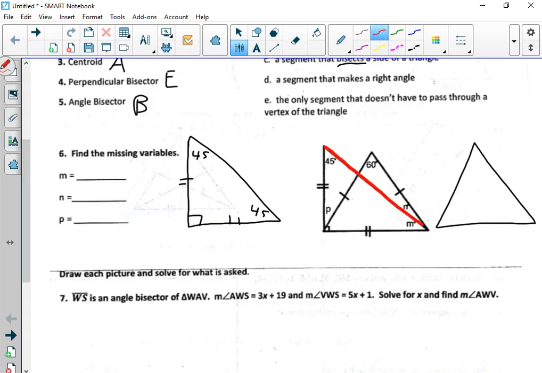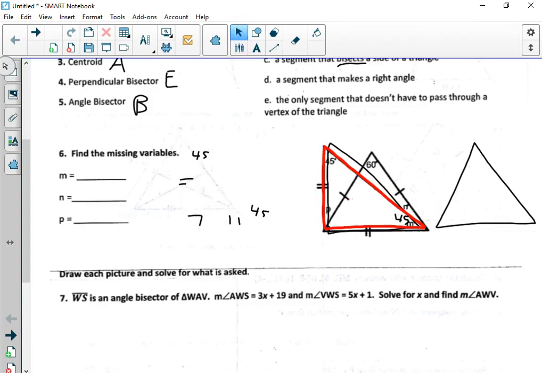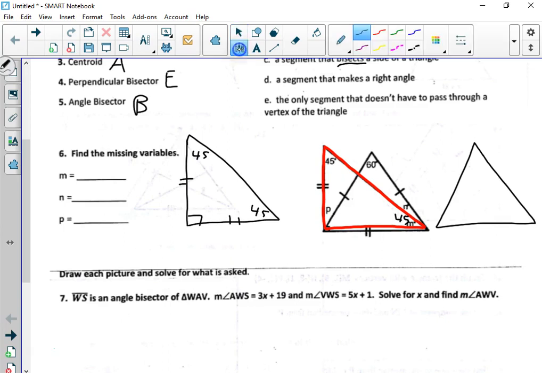Here's that triangle. And where is that angle 45? It's right there. So if you could overlay this right there, you would see that that's 45. I know you can't do that on pencil and paper, but you can visualize it. So that means M is 45.